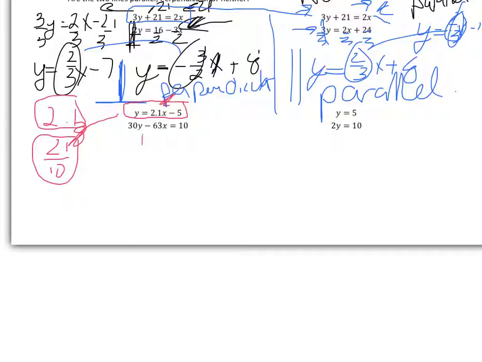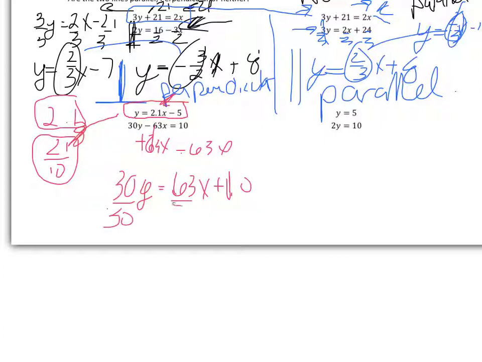Solving this guy for y, we add 63x's. They cancel, so we get 30y equals 63x plus 10. Divide everything by 30. Cancellation there, so we get y equals. Now 63 30ths, we could reduce that. Both of them are divisible by 3, so we could say 21 tenths x plus 1/3.